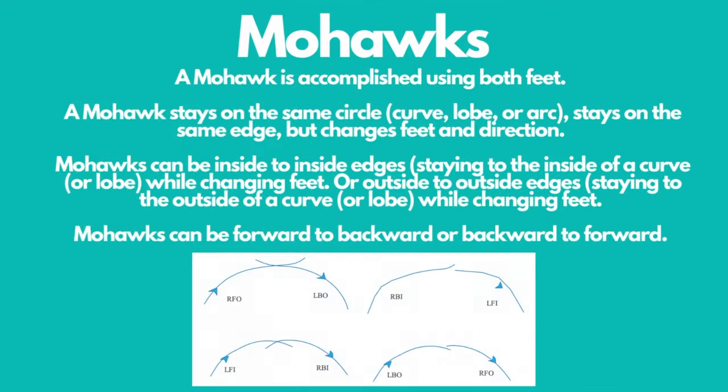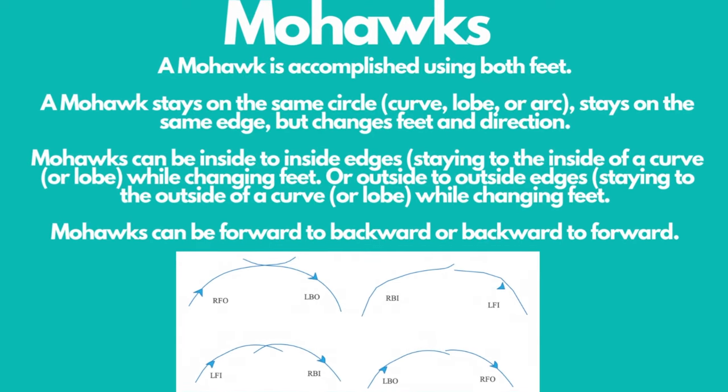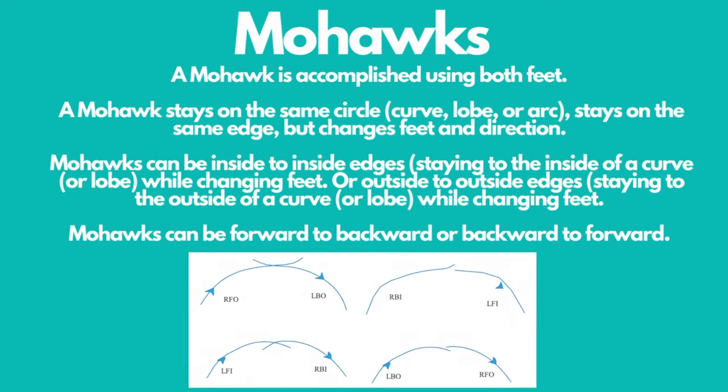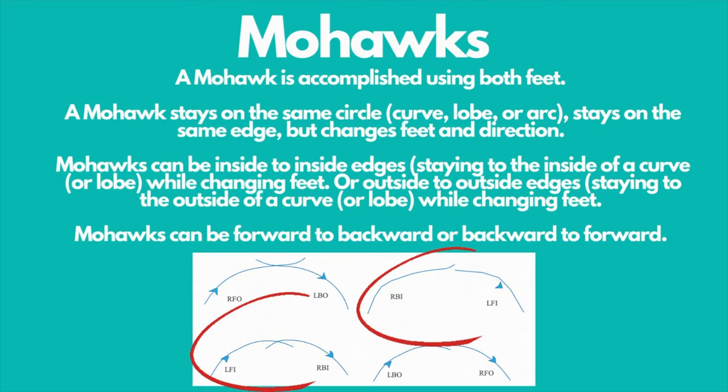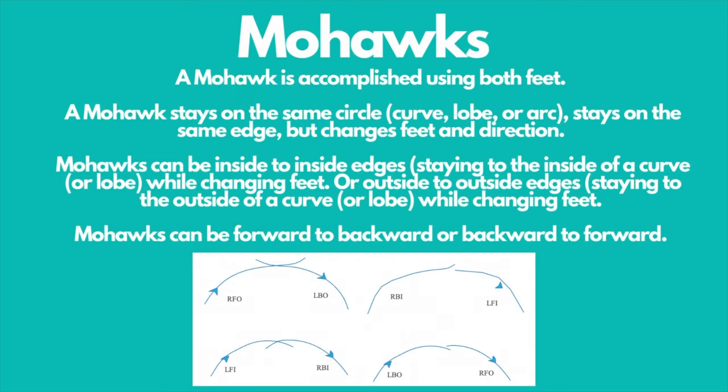Outside and inside mohawks. A mohawk is accomplished using both feet. So mohawks are considered steps, not turns. A mohawk stays on the same circle, stays on the same edge, but changes feet and direction. Mohawks can be inside to inside, staying to the inside of a curve or a lobe, while changing feet, or outside to outside, staying to the outside of a curve or a lobe while changing feet. Mohawks can be forward to backward or backward to forward.